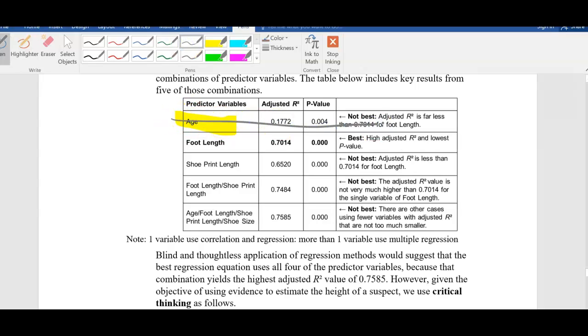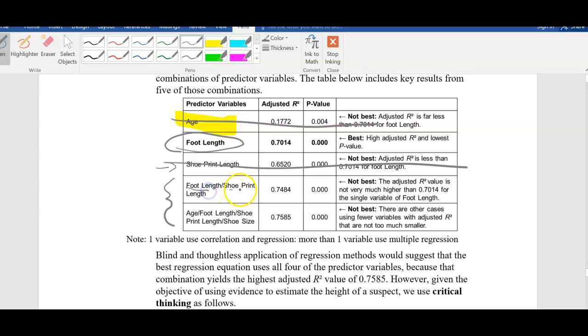We don't like him. Now between foot length and shoe print, the foot length is better. Shoe print is probably more practical, because if you had a crime scene, I'm pretty sure they're not going to be barefoot. But for the statistics rule, we'll go with foot length. So foot length is better than shoe print length. So that's gone. Now, let's look at these guys.